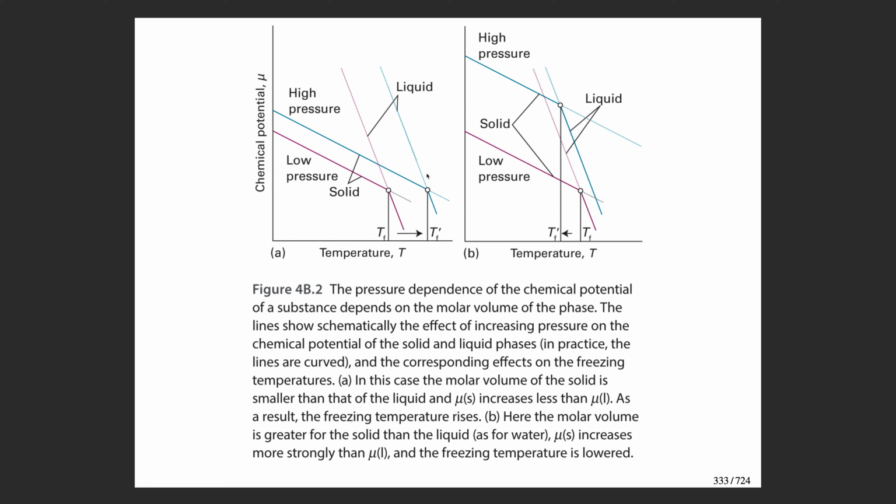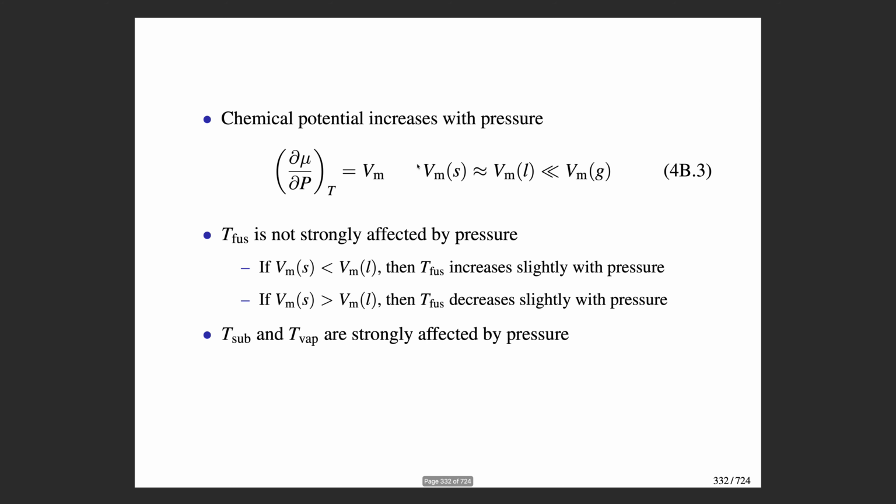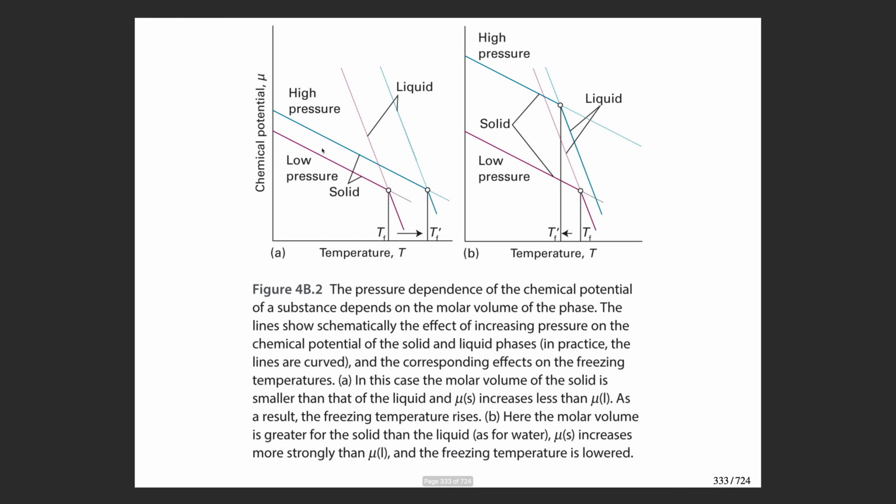What happens when you decrease the pressure? If you make the pressure smaller, it's going to cause the chemical potential line to decrease, right? Because molar volume is always positive. So if the change in pressure is negative, then since the molar volume is positive, the change in the chemical potential has to be negative. So when you decrease the pressure, the chemical potentials drop.